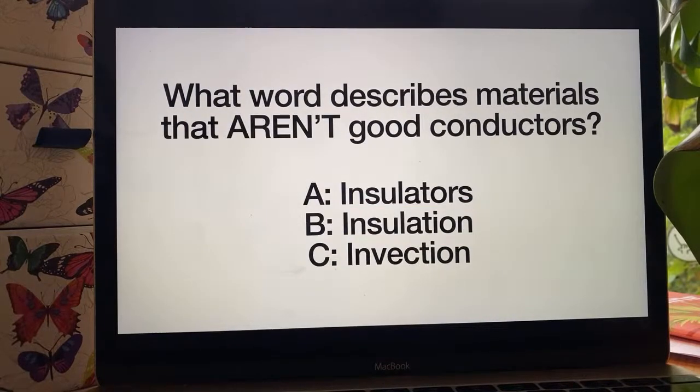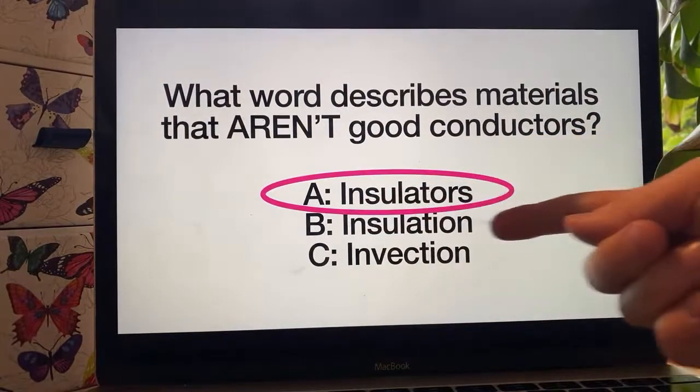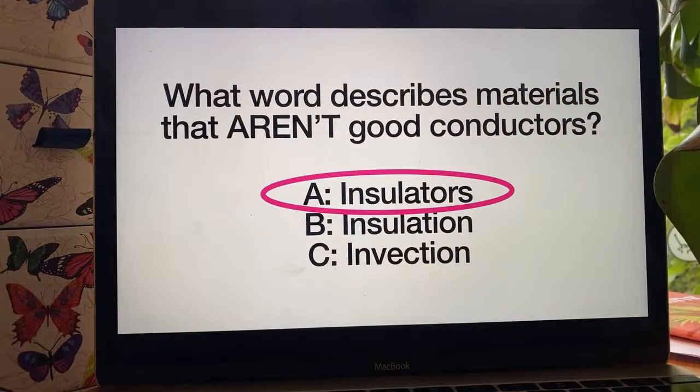Which one of these words describes materials that aren't good conductors? Is it insulators, insulation, or invection? Which word describes materials that are not good conductors? Your air, your polystyrene, your rubber. It's insulators. Insulation is something that you might put on something to stop heat passing through it, but the name of the material is, we call them insulators.